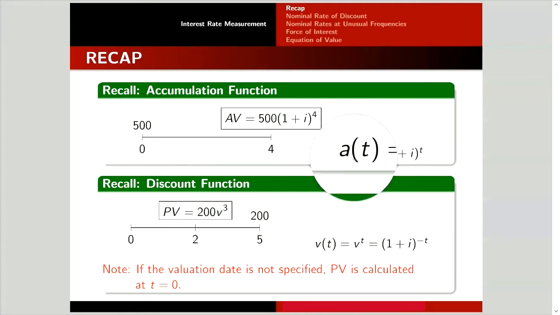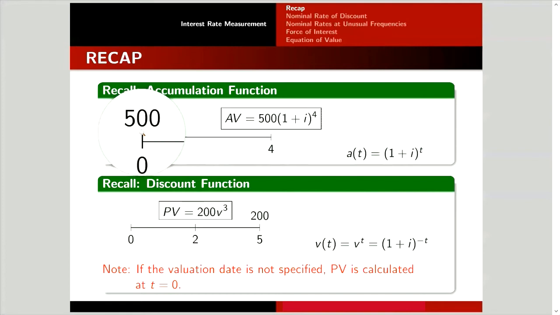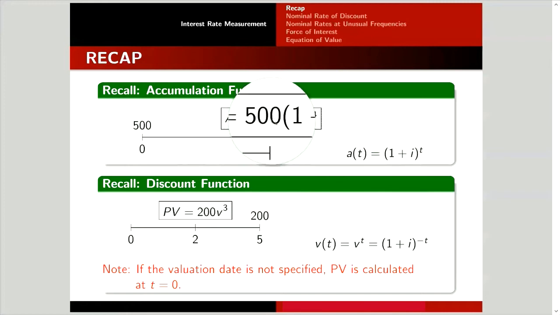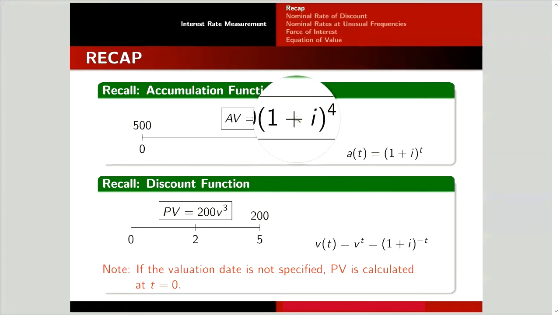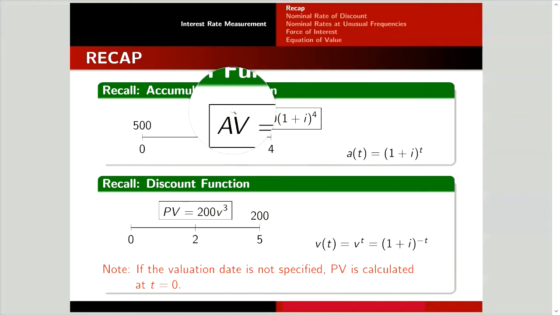We just use this accumulation function A of t, which is equal to 1 plus i raised to t. Your i here is the effective rate of interest per period. And your t is the number of years that you pass through when carrying the 500 forward in our example. So, the value of 500 at time 4 is equal to 500 times 1 plus i raised to 4. And we call this value the accumulated value. It is the future value of 500.